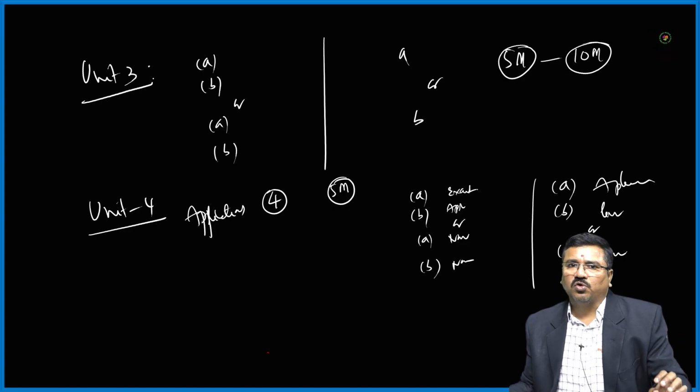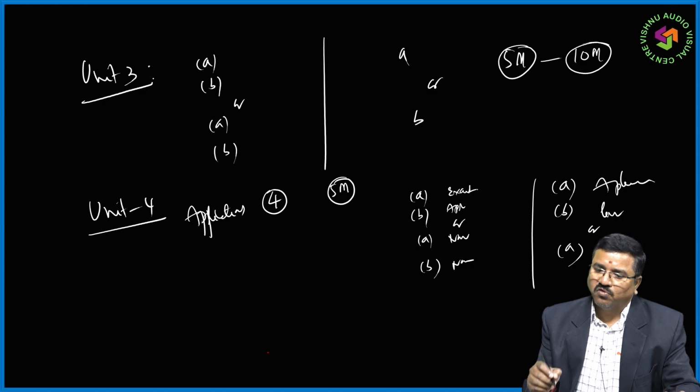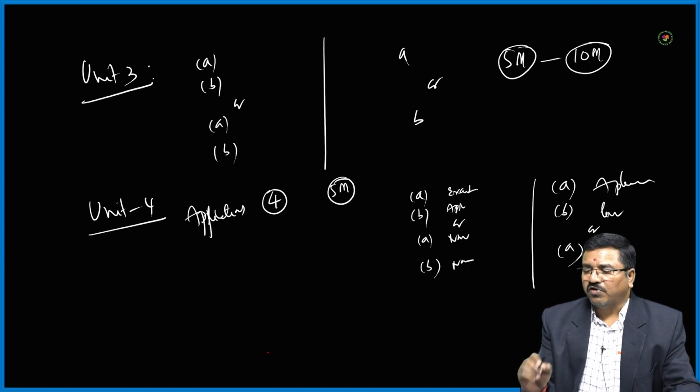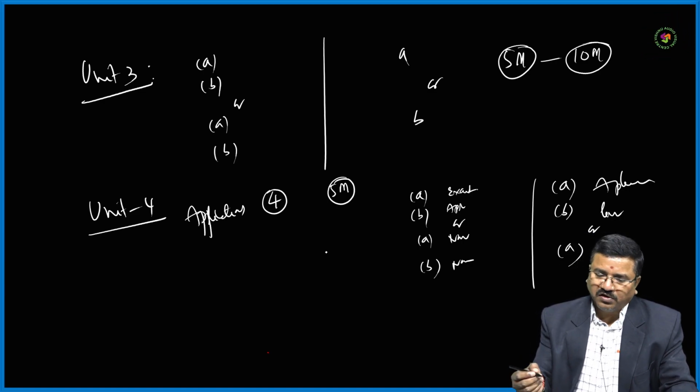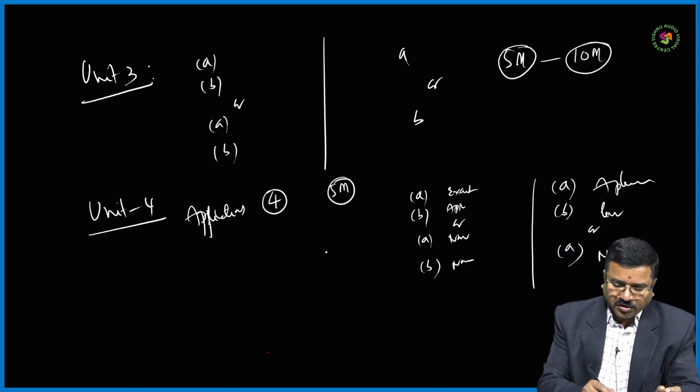So if you are thorough with the application part, you have a minimum guarantee of scoring 5 marks. So don't skip it, for the slow learners. I'm focusing on the slow learners. For 5 marks, we'll get this one. So in unit 3, let us take the 5 marks. Unit 4 also, we have the 5 marks in it. Okay, unit 5.